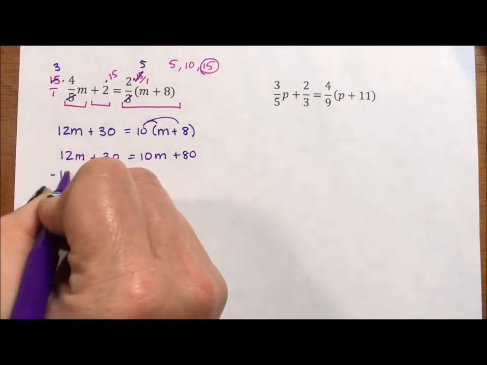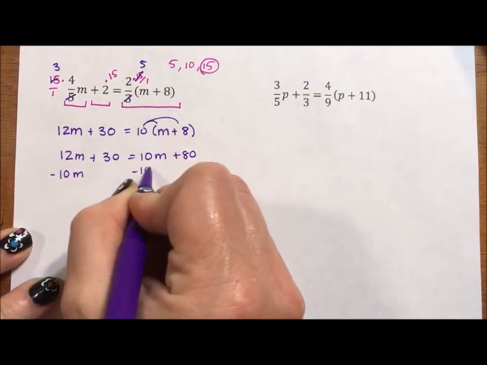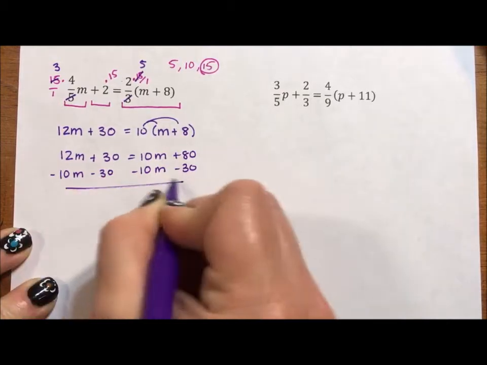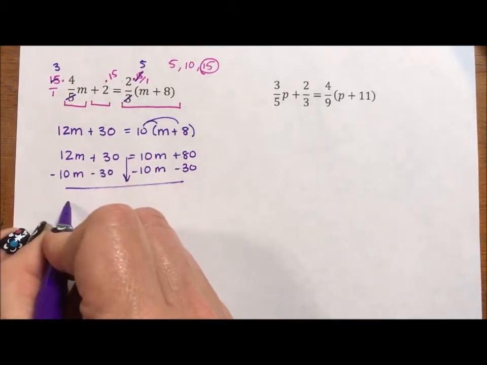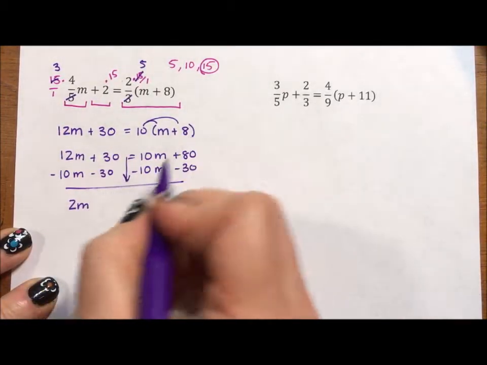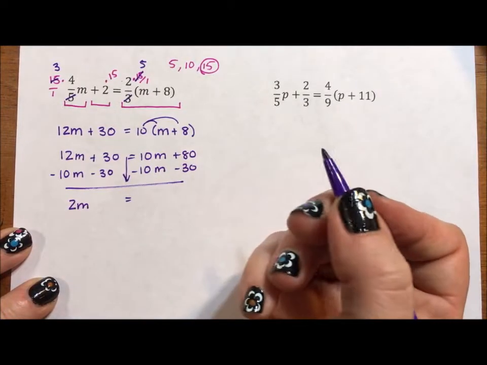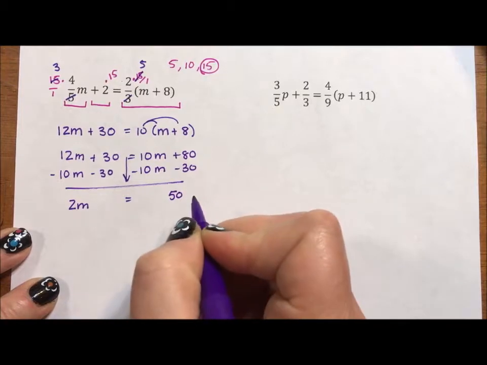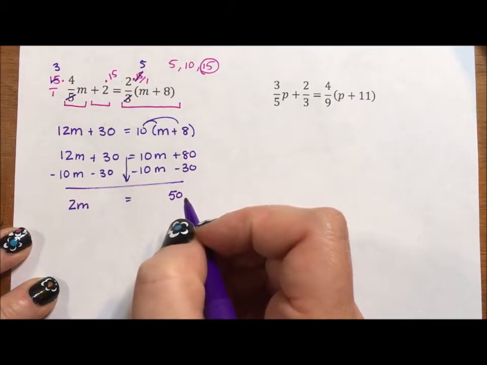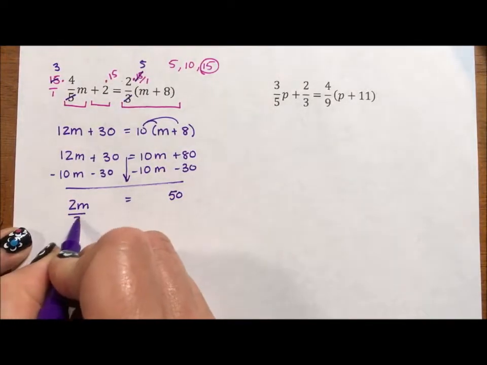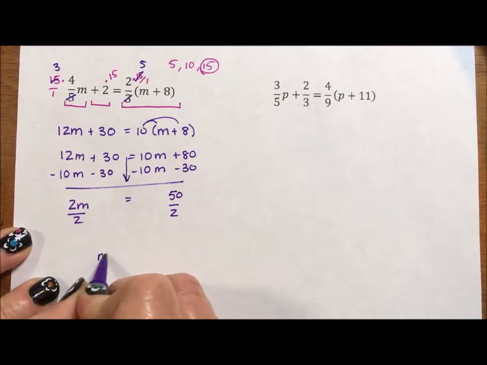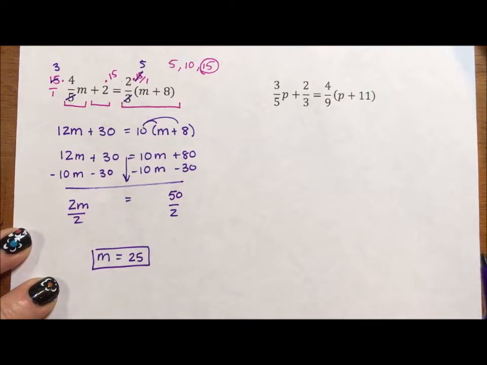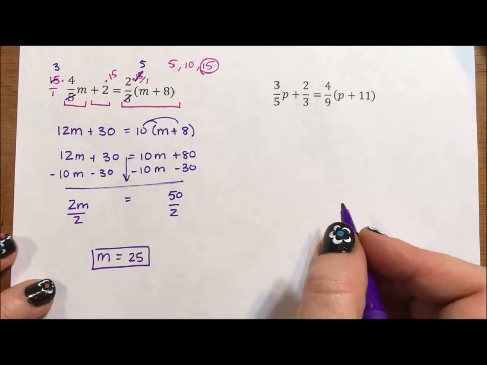All right, I'm going to subtract 10m from both sides. I'm going to subtract 30 from both sides. 12 minus 10 is 2. 30 minus 30 is 0. 10 minus 10 is 0. 80 minus 30 is 50. When I divide both sides by 2, then m is going to equal 25. Awesome. Okay, so we have our answer.